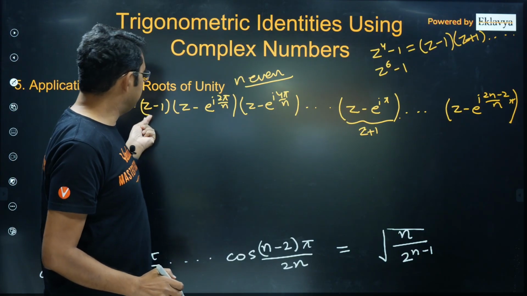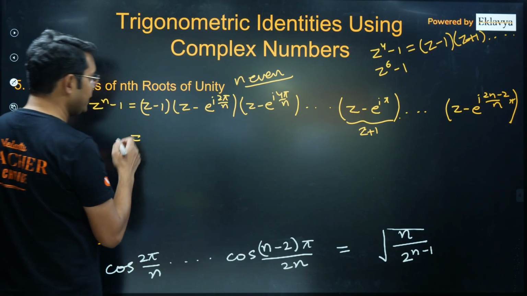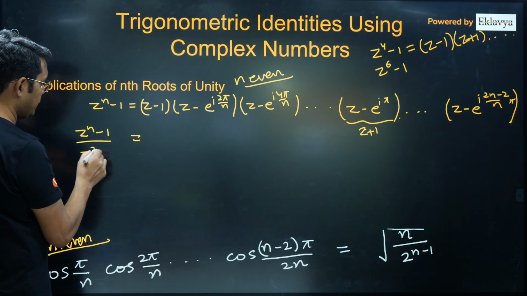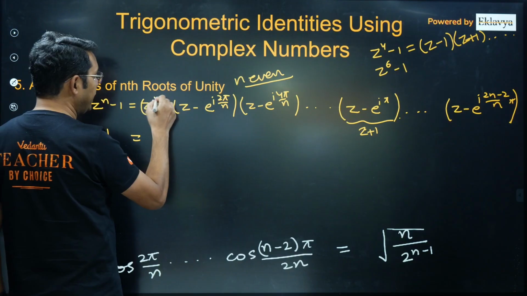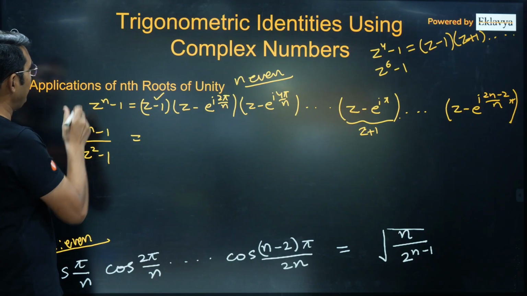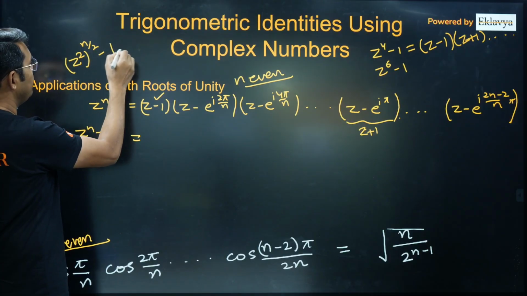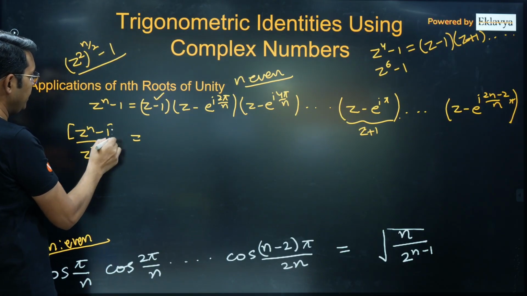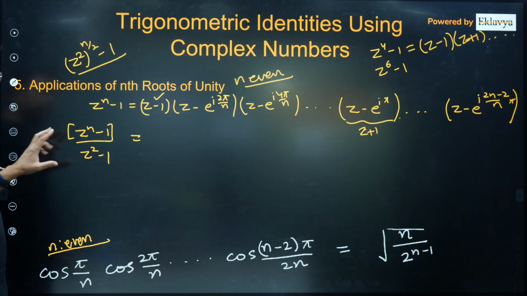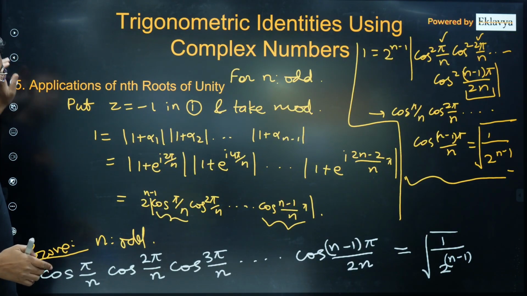If I combine this z minus 1 with z plus 1, I think we can write this as z square minus 1, and I will take this side z power n minus 1 upon z square minus 1. So these two brackets I have taken on the left hand side. If you expand it, z power n you can write as z square power n by 2 minus 1. This thing here can be written as z square power n by 2 minus 1 upon z square minus 1. Then I think I can open it the way I did for this thing.